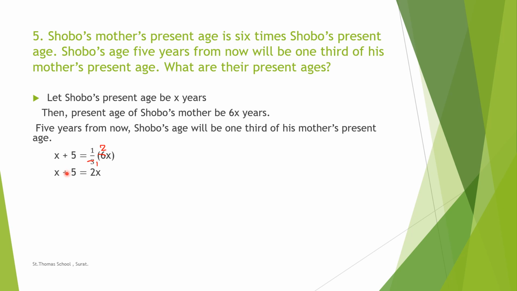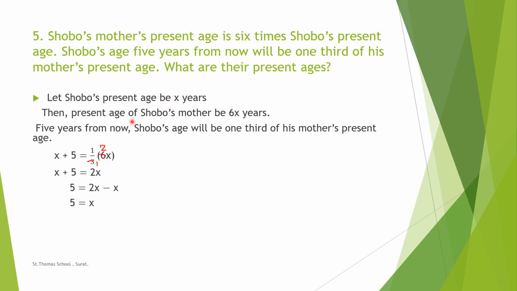Now take variable one side. This x here, that is 5 is equal to 2x, and this plus x comes here, becomes minus x. So 5 is equal to 2x minus x, that is x. What is the value of x? x is equal to 5. What is the meaning of this? Shobo's present age is 5 years.